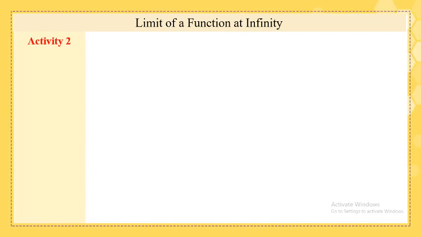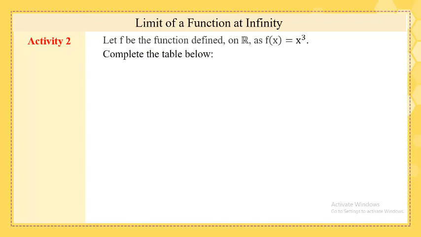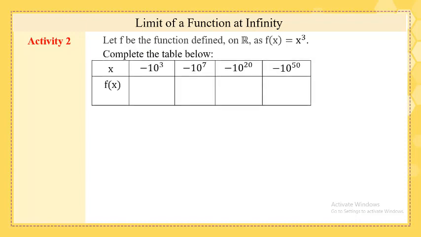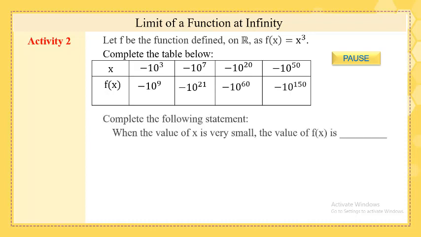Now let's continue with activity 2. Given f is a function defined on R as f of x equal to x cubed, and given many values of x in the table below, we need to find f of x. Let's start together. For x equal to minus 10 cubed, f of x will be minus 10 to the power 9. For x equal to minus 10 exponent 7, f of x will be minus 10 exponent 21. Similarly for the other two values.